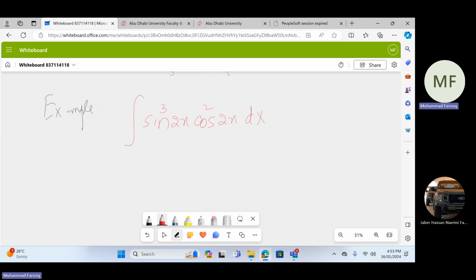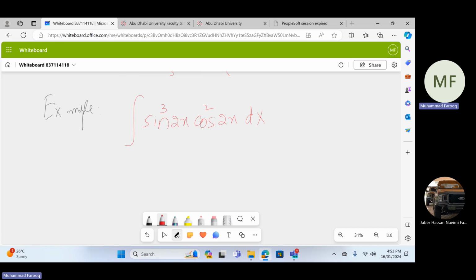Please tell me, is this an odd case or an even case? Odd. Sine power how much? 3. Is 3 even or odd? Odd. Okay. What is cosine power? Even.